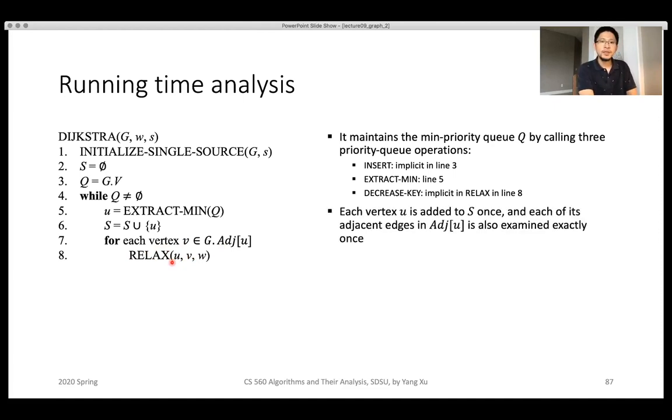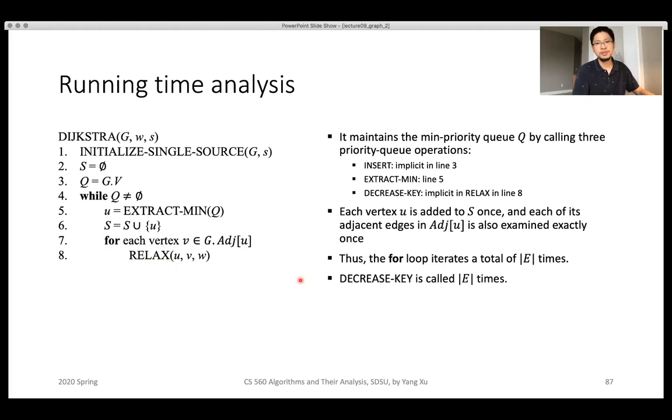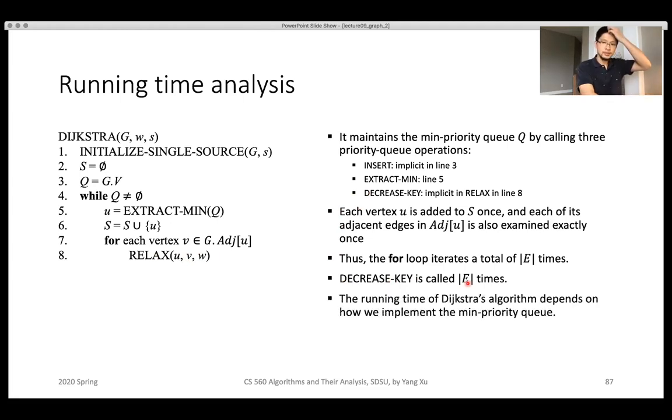Okay, so because each vertex u is added to S once, each of its adjacent edges is also examined exactly once. So the for loop iterates a total of E times. Okay, so the for loop between line 7 and 8 iterates E times. So the decrease key implicitly involved at line 8 will be called E times. So the running time of Dijkstra's algorithm depends on how we implement the minimal priority queue. I think we have mentioned that before.